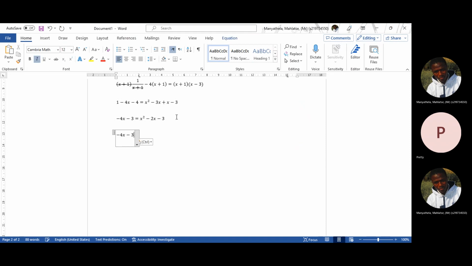We remain with 0 equal to minus 4x minus 3 plus this thing. But when we carry it across, it becomes positive. Then we have x squared minus 2x minus 3 plus 4x plus 3 equal to 0. So our added like terms are minus 2 and 4. All the added terms, okay.